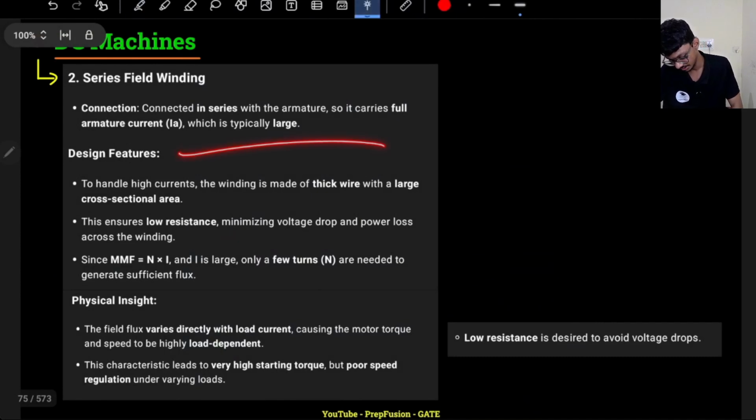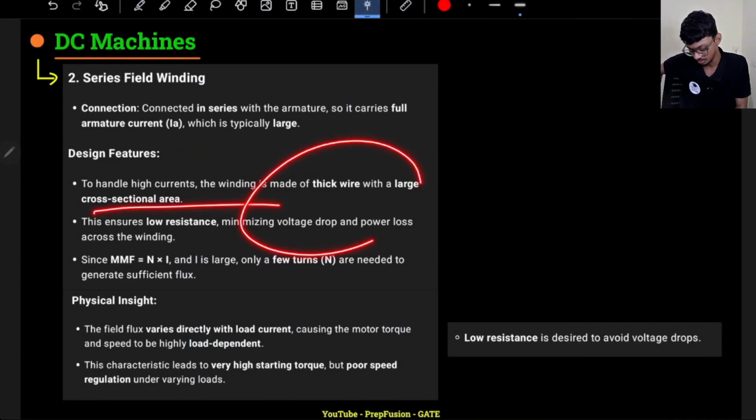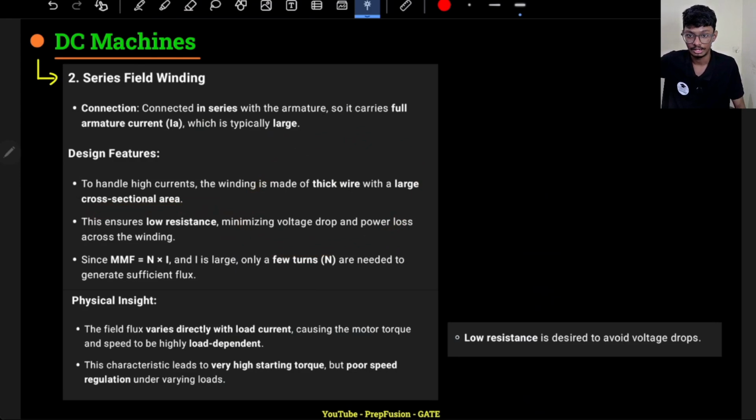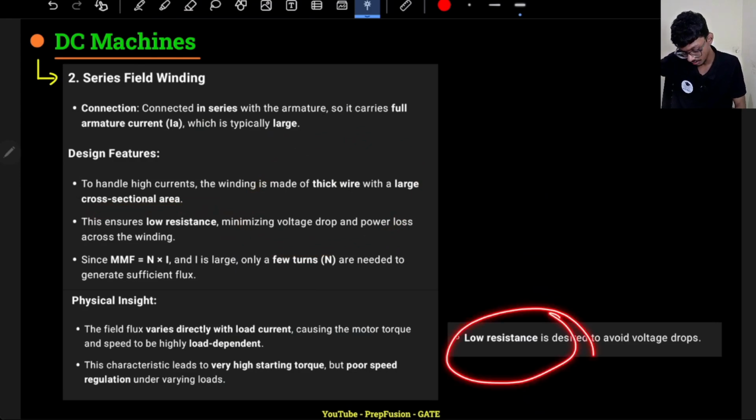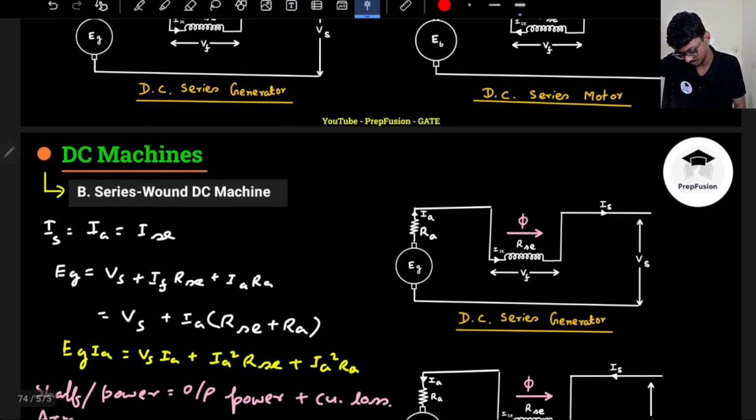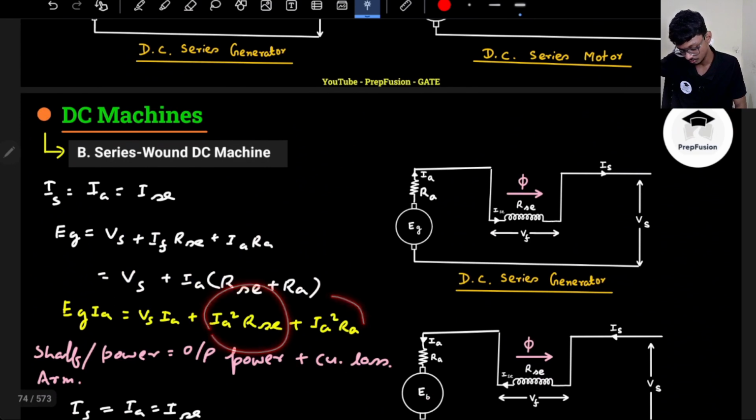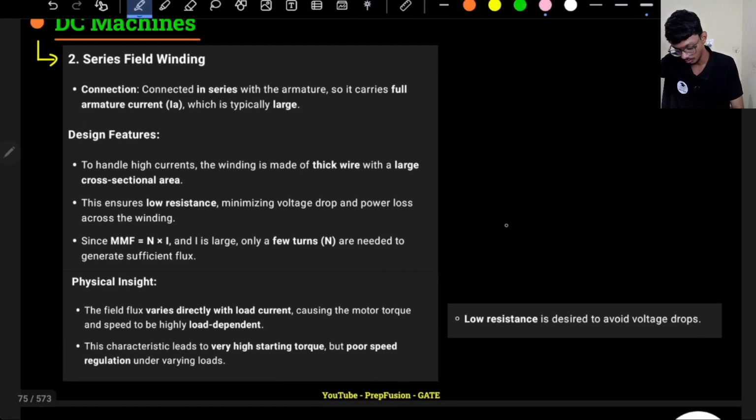Why is it connected in series to handle high currents? It has to be of thick wire, and basically the resistance will be lower to minimize the losses. What are the losses? Losses is Ia square Rsc, right? So I have to minimize losses. So how will I minimize the losses?